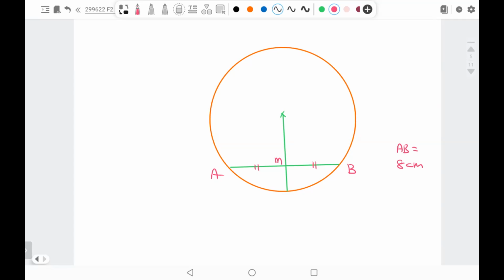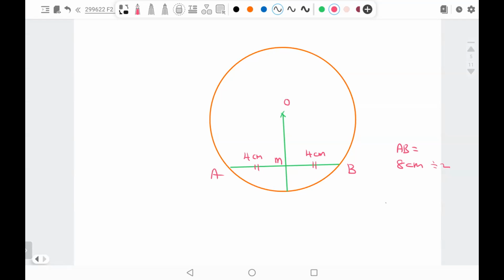A to B is 8 cm. See, labeling equal halves. Yeah, 4. So just divided by 2, you get 4 cm. Then here also 4 cm. Okay. Then they give you O to M.